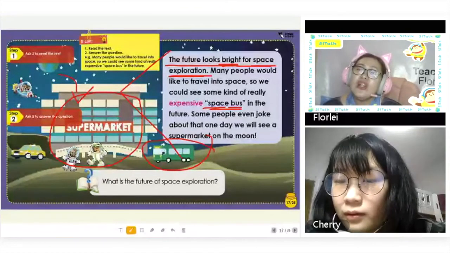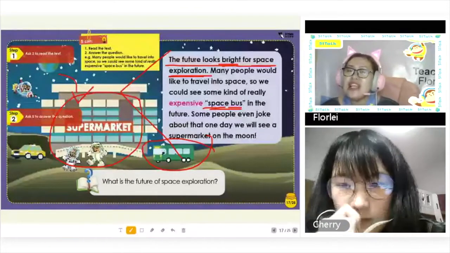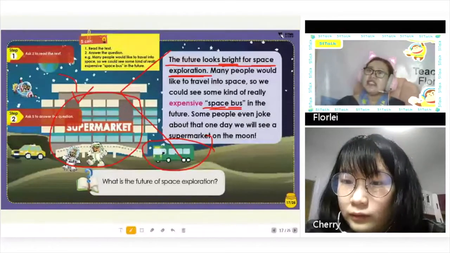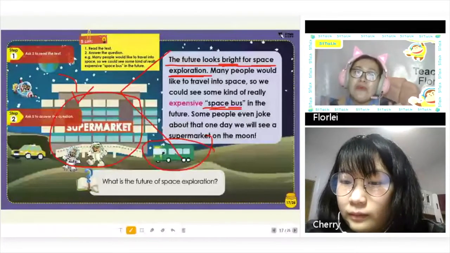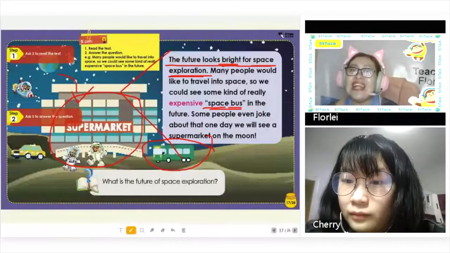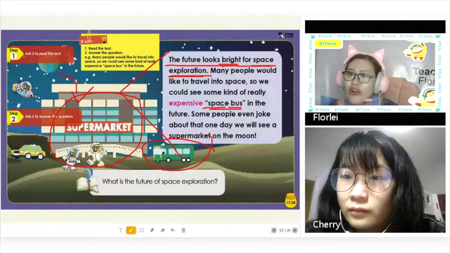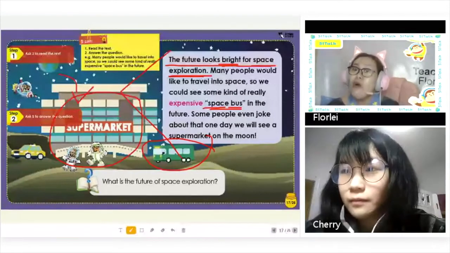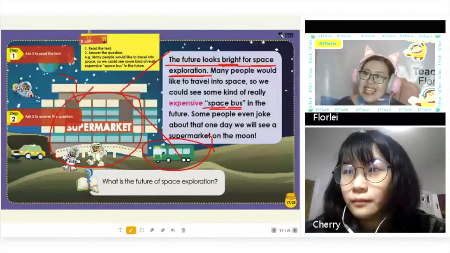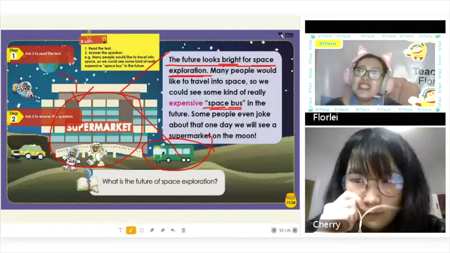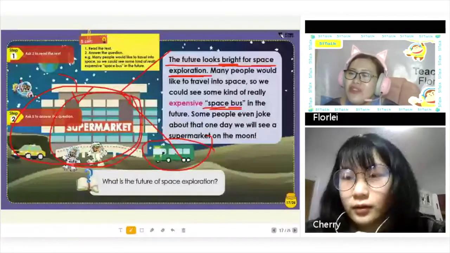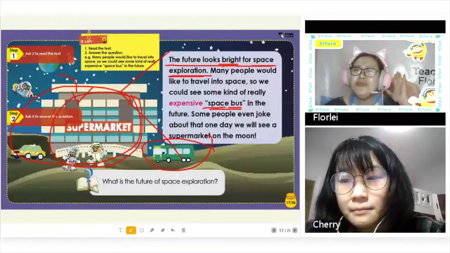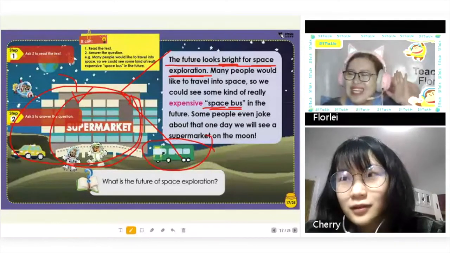Now, it says here that the future looks bright for space exploration. So the astronauts or those that are studying space are looking at a bright future wherein they can explore the space more, and maybe travel more into space and even build a supermarket on the moon. That's just crazy. I can't imagine myself going to the moon and doing my groceries.